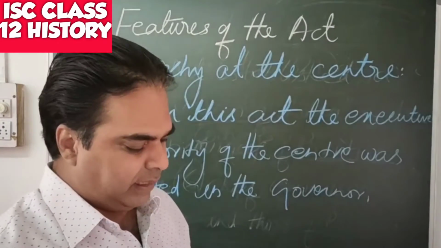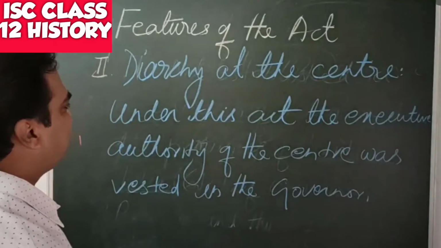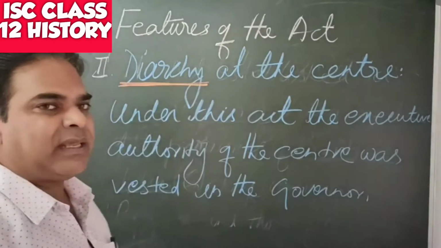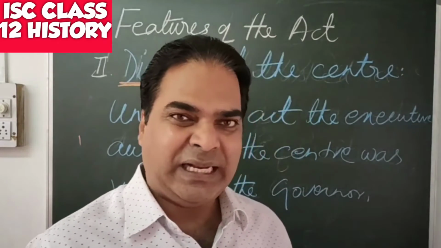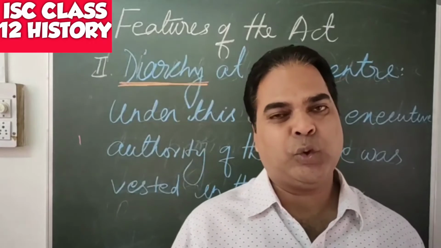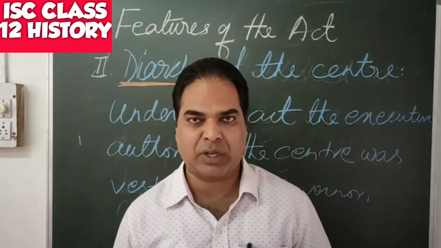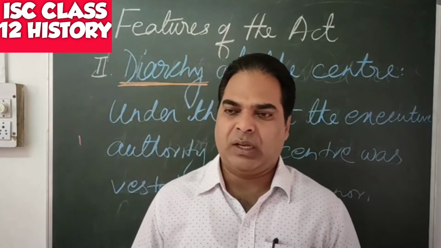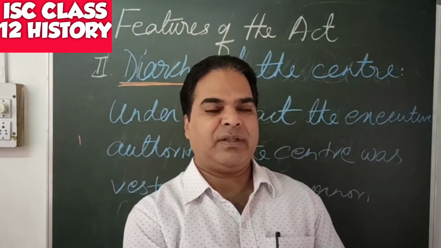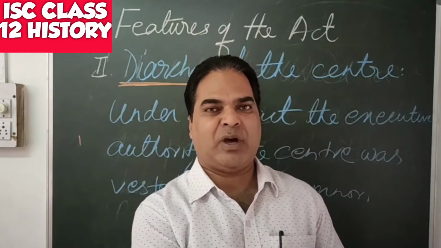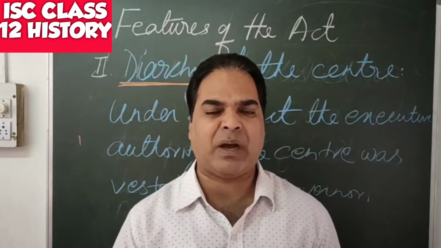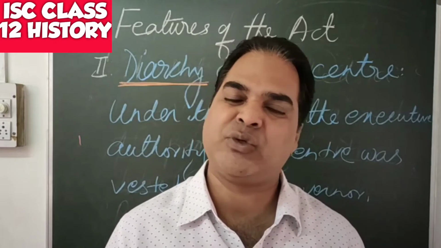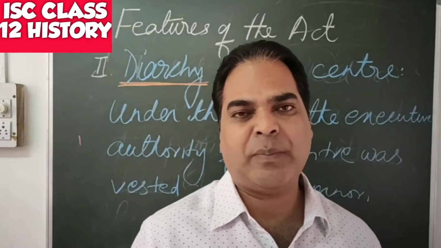Okay, the next one is diarchy. Let me tell you what diarchy is. Diarchy means dual government. From 1919 to 1935, this type of system existed in our country. Diarchy, dual government, means two governments. That means Indians were also given the power to rule the government. They had some power in their hands, and most of the important powers, like defense and finance, were in the hands of the British government. So dual government existed.